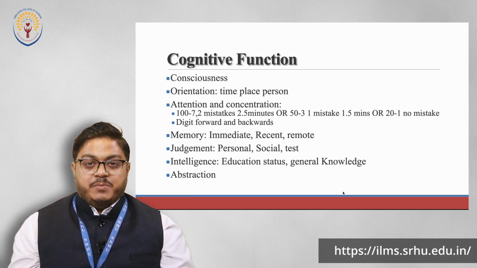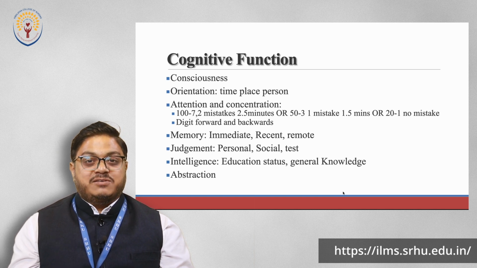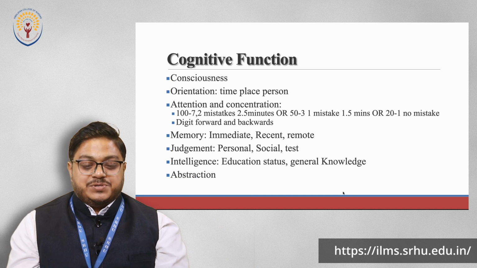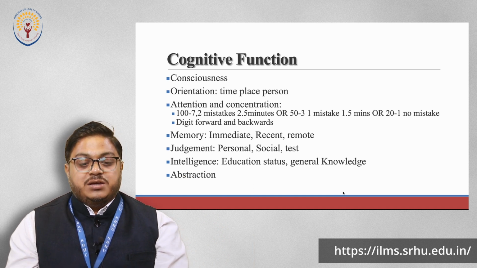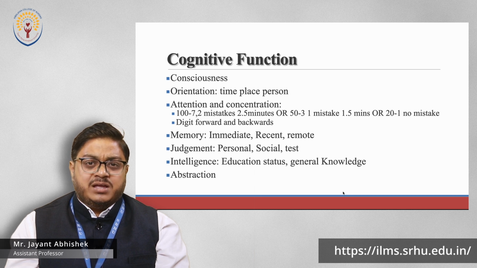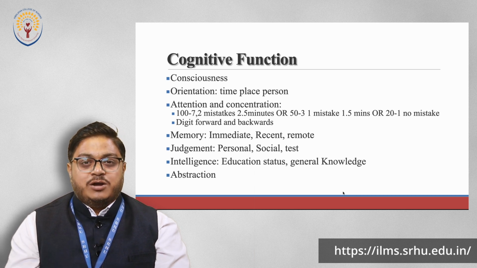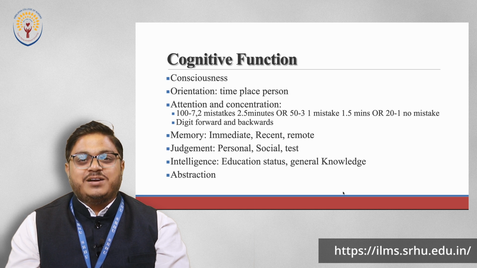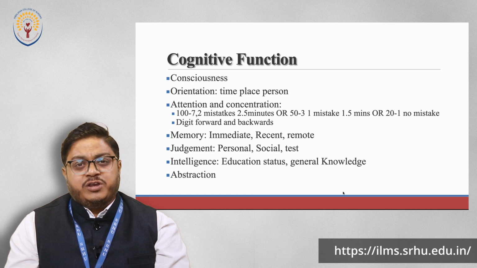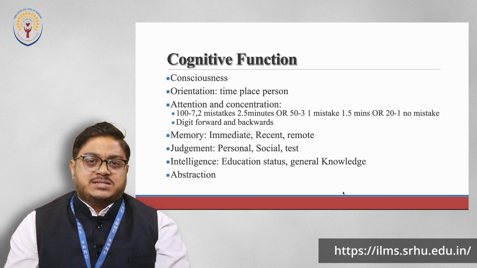That means 100 minus 7, 93. Then 93 minus 7, right? So this type of subtraction has to go to 5 levels. They have to subtract 5 times, and usually 2 mistakes are acceptable in patients. Not that we tell them that they can make 2 mistakes, but if they make 2 mistakes, that is considered acceptable. It usually takes nearly 2.5 to 3 minutes to complete this exercise.